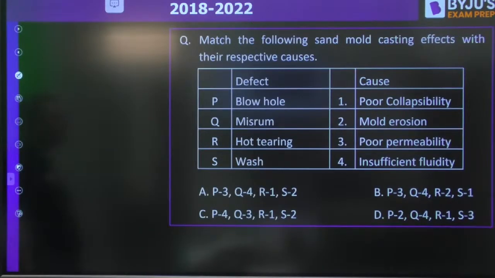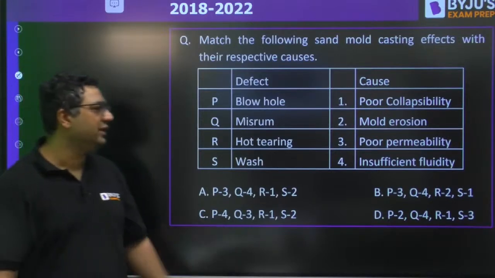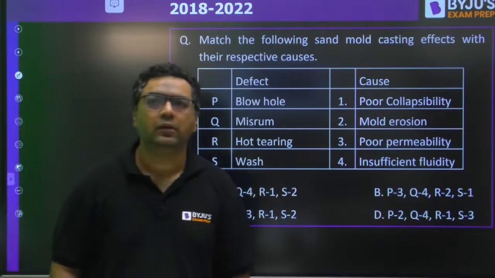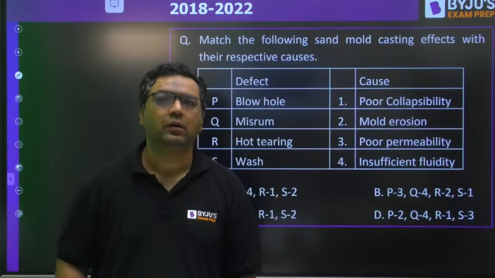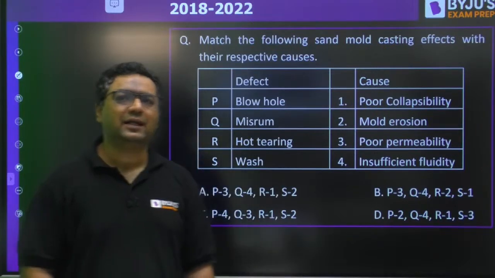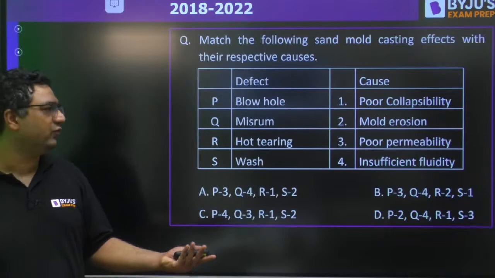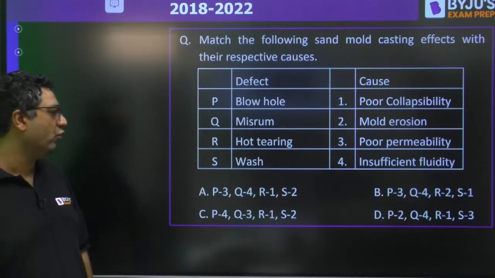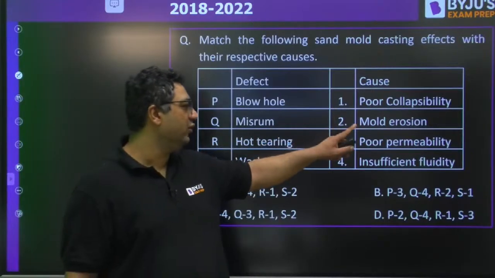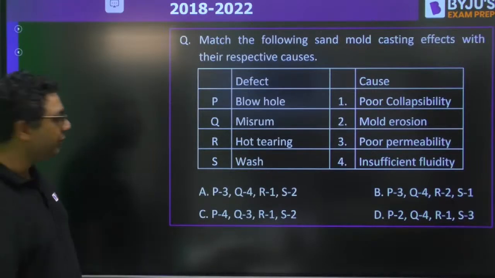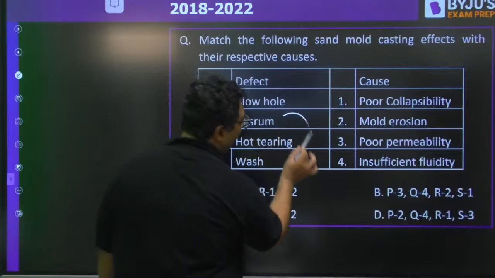Next is from the welding defects. Match the following, list 1, list 2. Once you have defects, then you have causes. Very good. Dear, I already told you, the answer is A actually for that. So blowhole, misrun, hot tearing and wash. Poor collapsibility, mold erosion, poor permeability or insufficient fluidity. I feel everybody would be aware that misrun is happening due to insufficient fluidity.